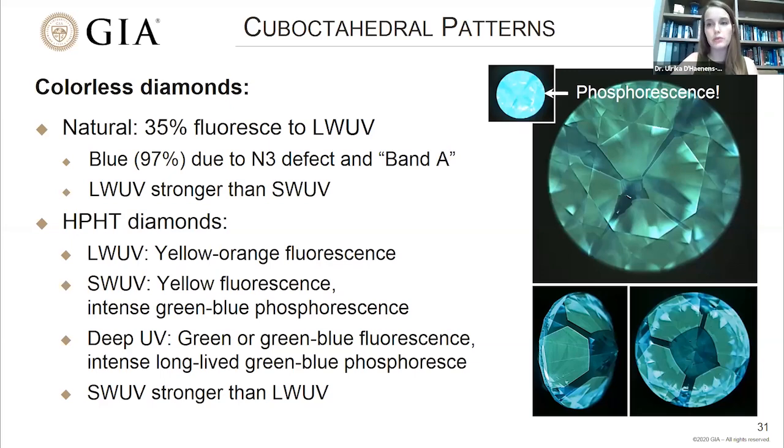When using deep UV fluorescence, we're able to see the patterns because these stones don't have a very clear pattern when observed using either long wave or short wave. With the deep UV, we're able to see these very beautiful cube octahedral patterns that are indicative of their man-made origin. And sometimes the patterns are much more easily observed when looking at the stone through the pavilion.